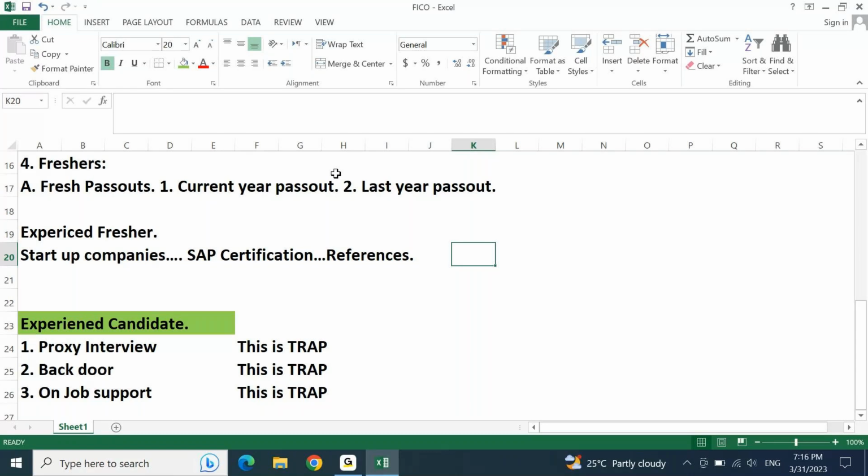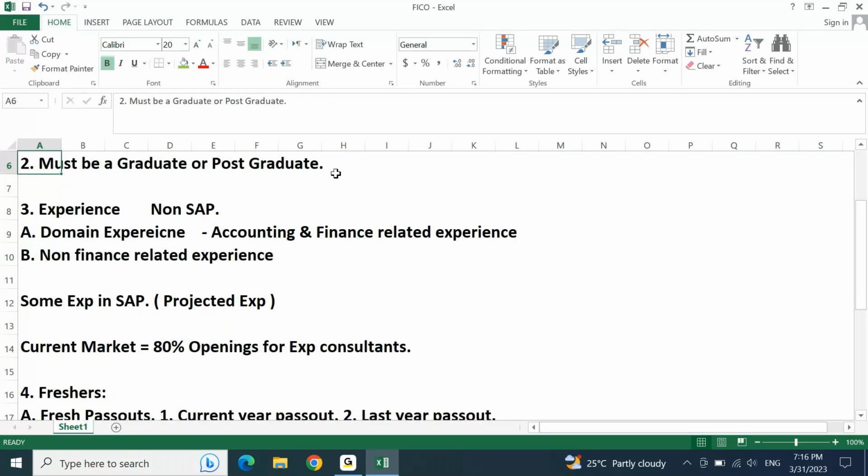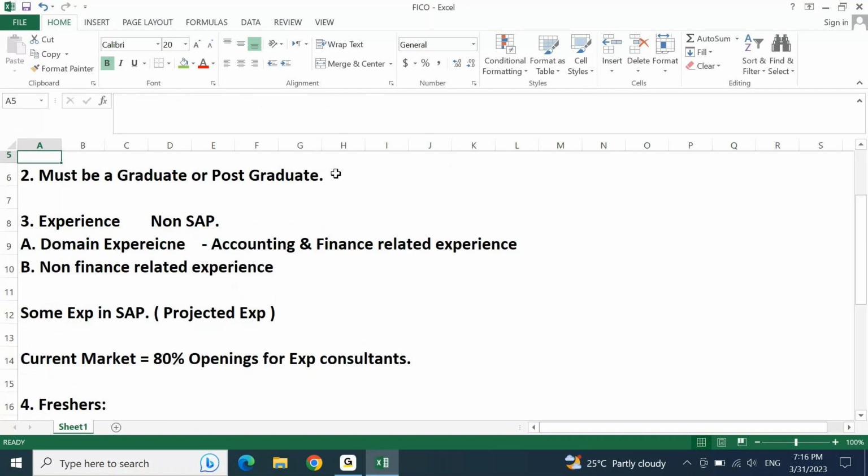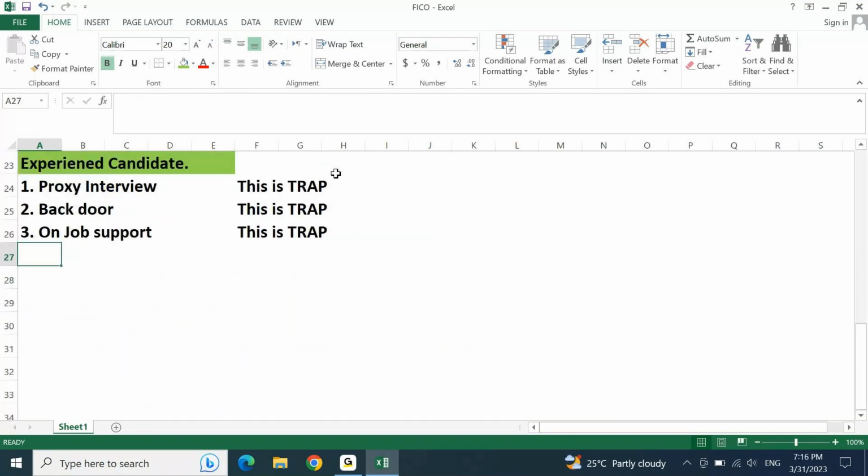And if the above criteria is not fulfilled, or if you are not able to crack the interviews with the above criteria, the only option left in the market is these three. Okay, these are open in the market, because this is a trap. This is cheating.